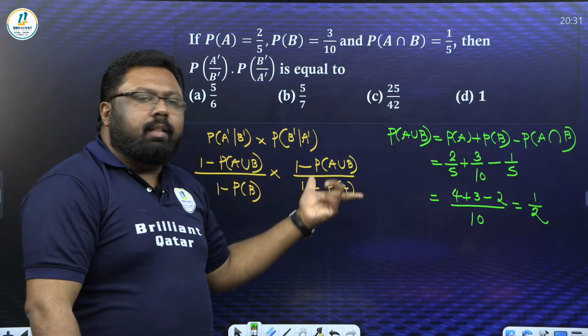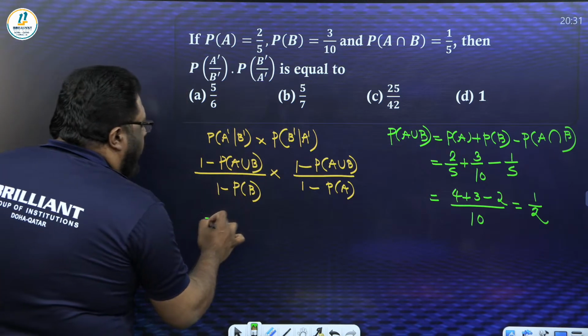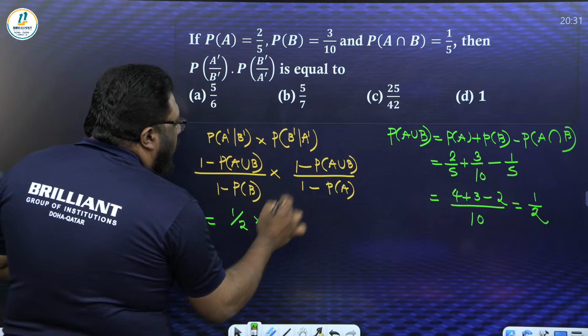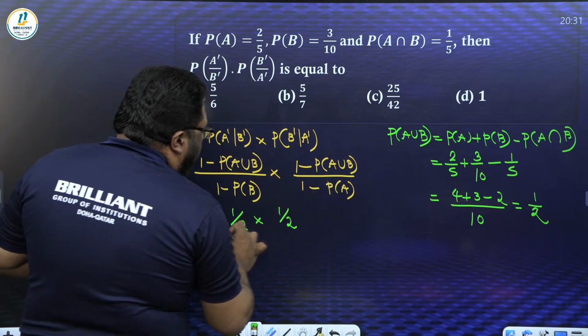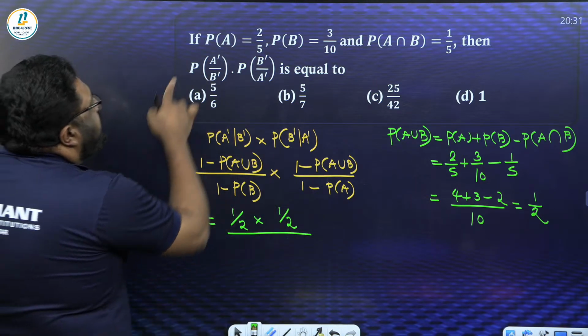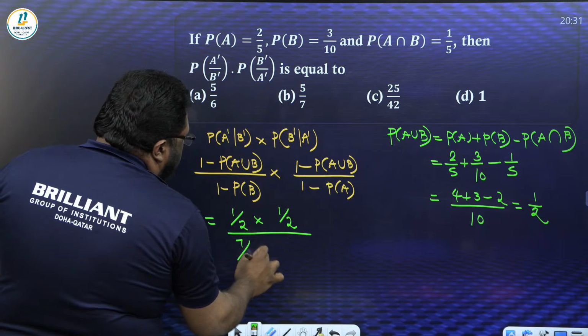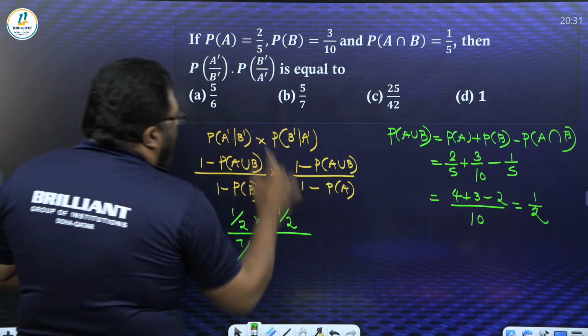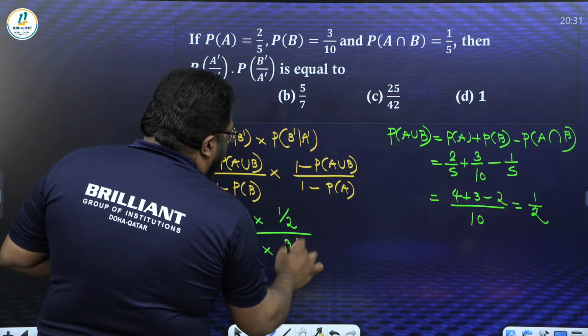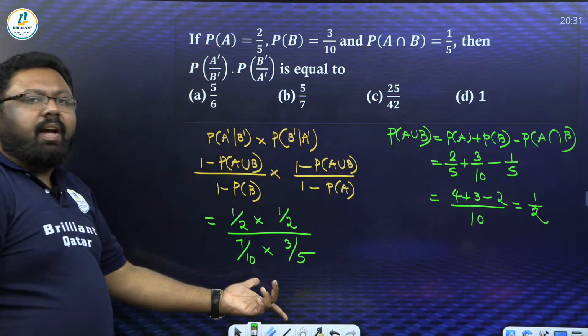Just substitute that in this result. 1 minus 1 by 2, 1 by 2. Again 1 minus 1 by 2, 1 by 2. By 1 minus P of B, the complement of 3 by 10, 7 by 10. And what's the complement of 2 by 5? It's 3 by 5. We just got to simplify this.